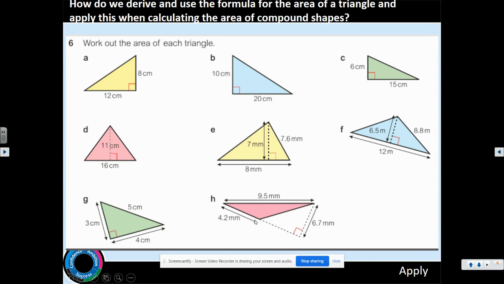Your base, okay, what are you using for your base? In this case, you are using 4.2, and your height, you're using 6.7. Okay, so I've helped you out a little bit with that one because it is slanted. Okay, we've got 4.2 as our base and 6.7 as our height. Okay, so now pause the video and complete those questions.